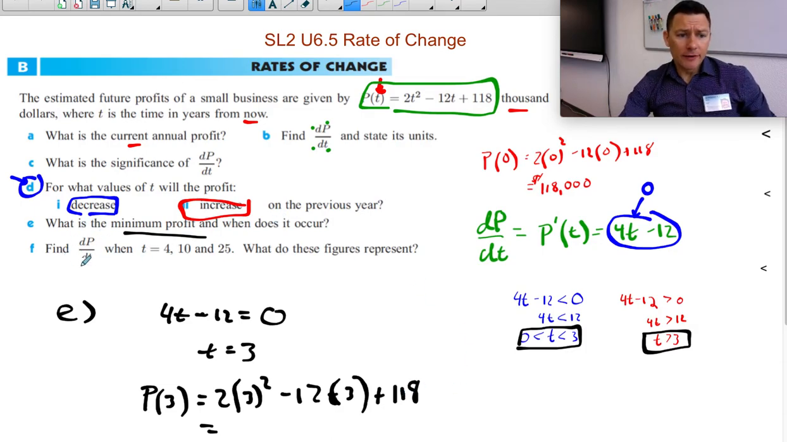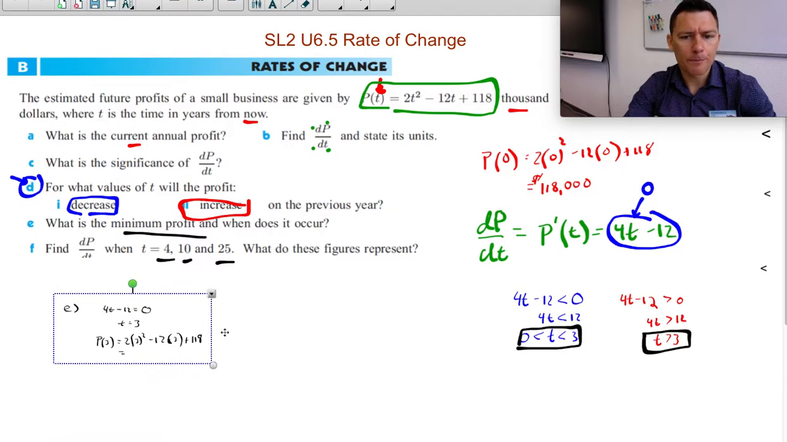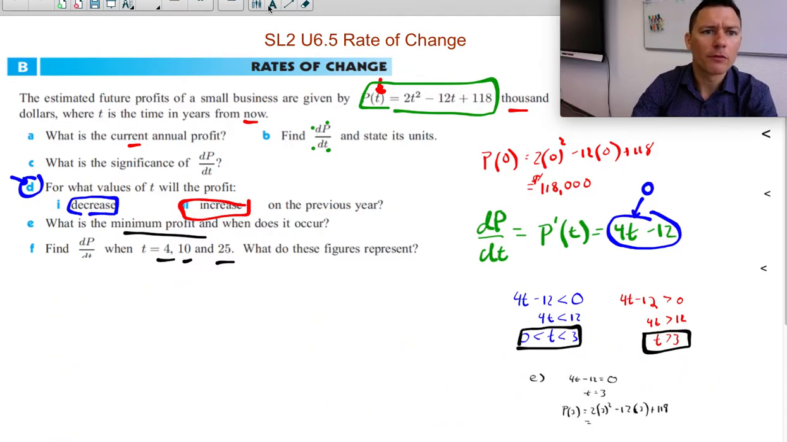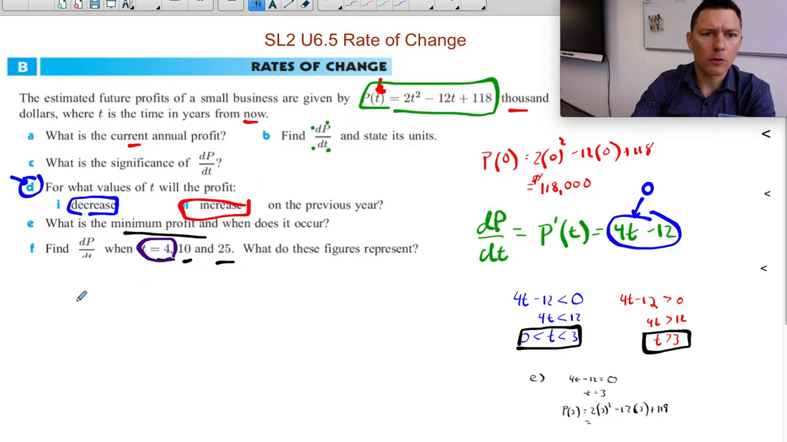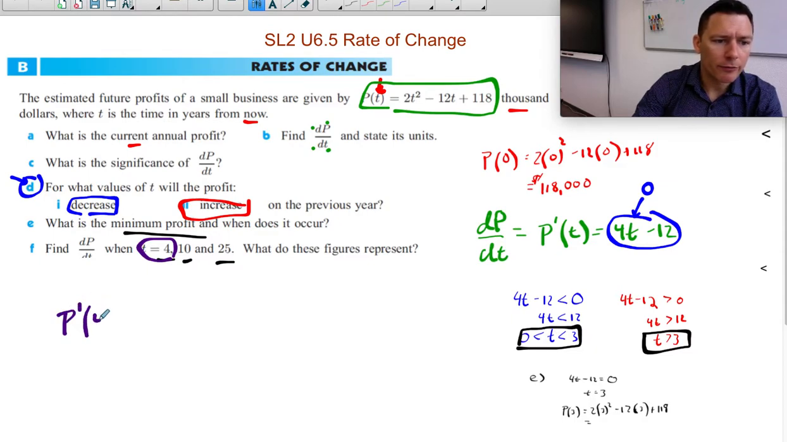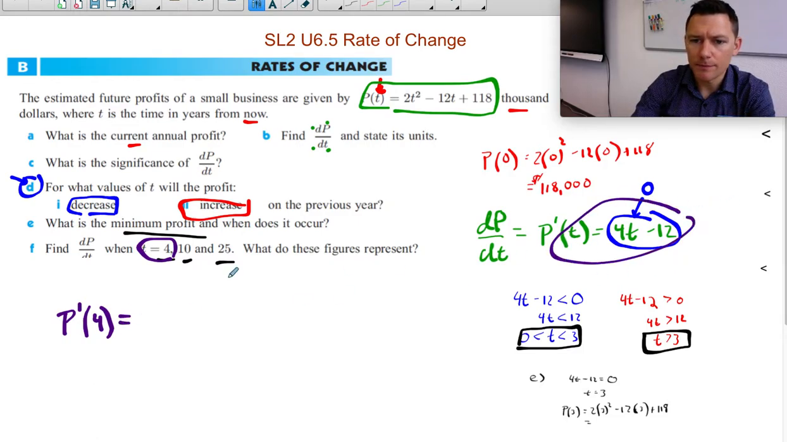Nice, okay. Find dP/dt for these values. Well, okay. Oh, and also what do the figures represent? So let's just do it for 4. All right, so let's pick a different color. Purple, sweet. So we want dP/dt, well, let's try, I like this notation a little bit better, this P prime of 4. And so that really means we're going to use this. So 4 times 4 minus 12. This finds 16 minus 12, so 4.